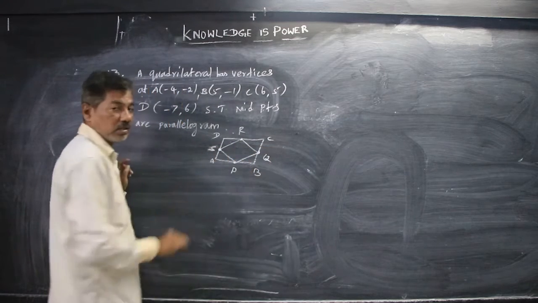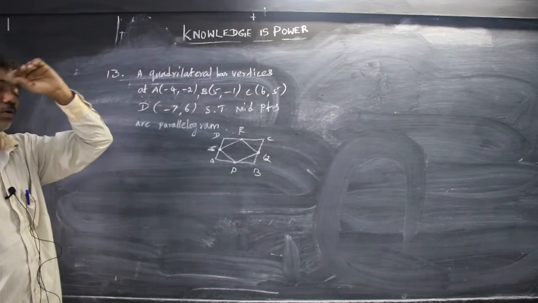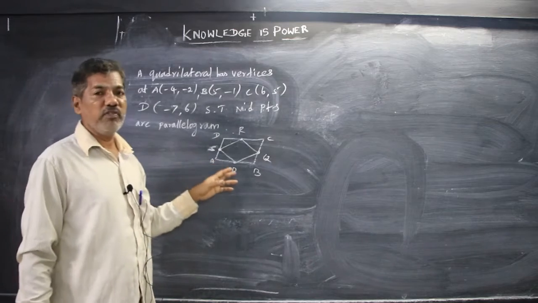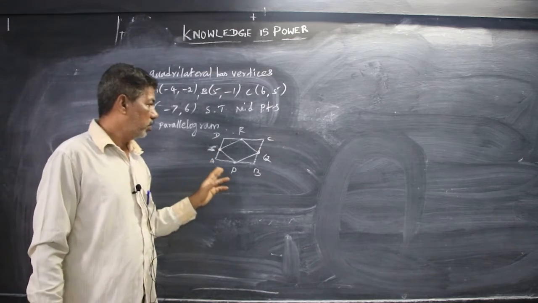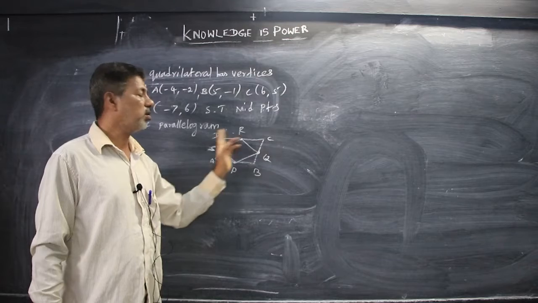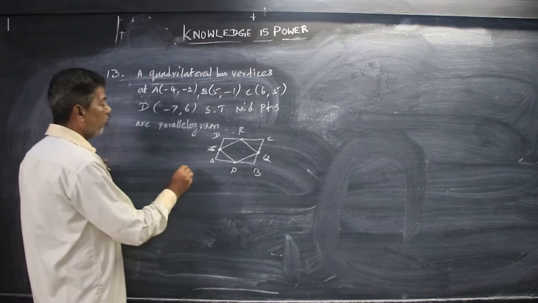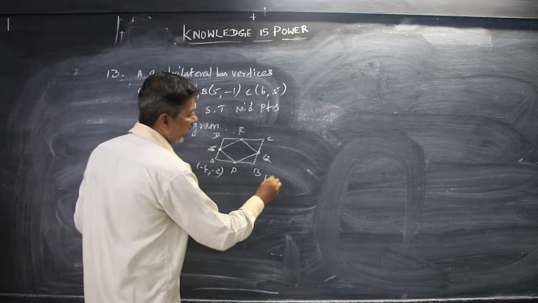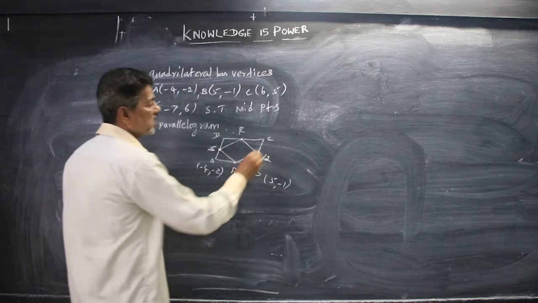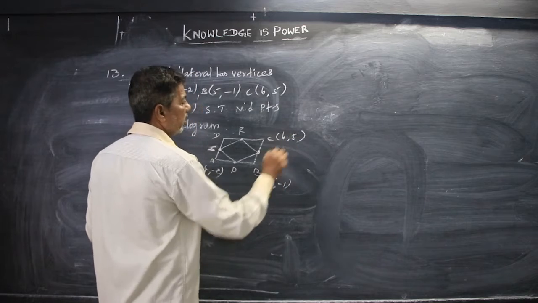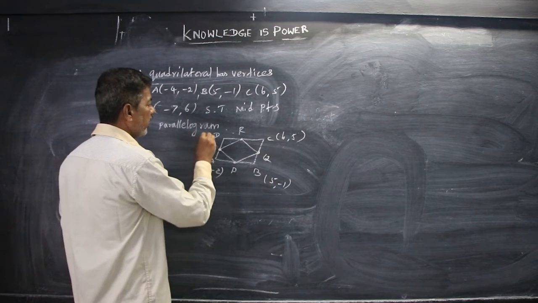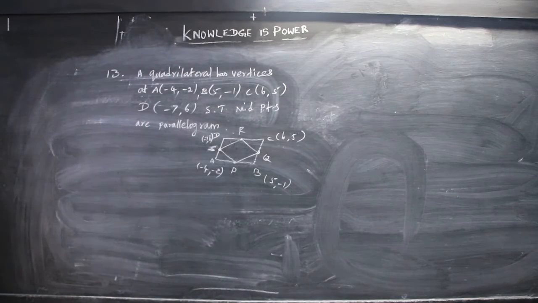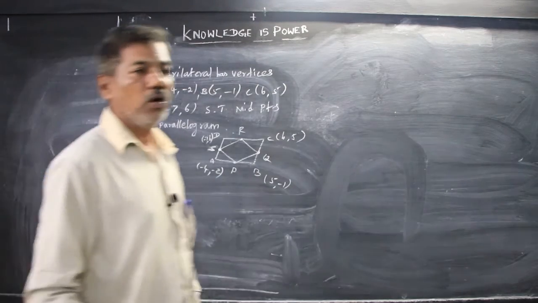This is one of the biggest sums. What I told earlier, the same thing here is a little bigger. So you have to find out the midpoint of all the sides. You know the value of A, minus 4 comma minus 2. What is B? 5 comma minus 1. What is C? 6 comma 5. And what is D? Minus 7 comma 6. So this is the thing you have to follow.